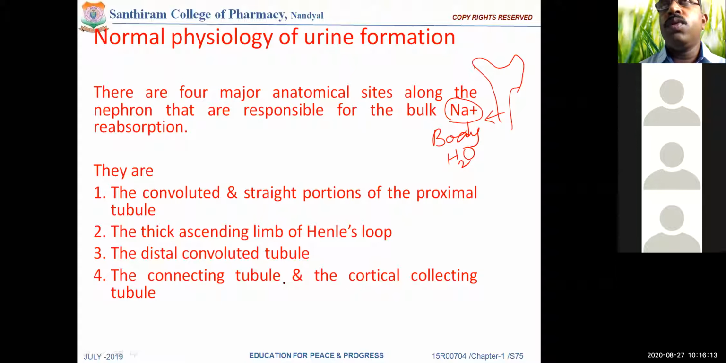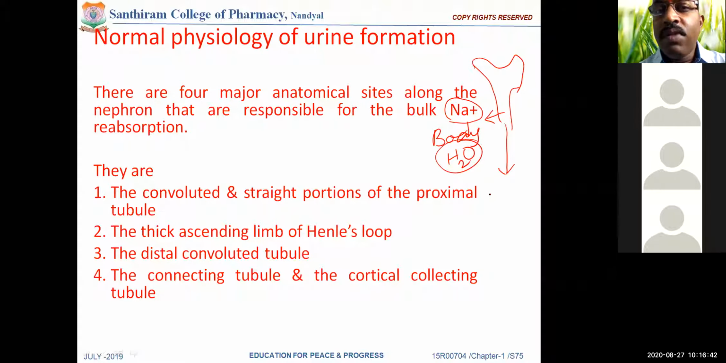Now, if you are able to prevent the reabsorption of sodium ions into the body, then diuresis is achieved. If you want to excrete more water from the kidneys, we should prevent the reabsorption of sodium, and automatically the water reabsorption will also be stopped, and thereby more urine will be formed and you can excrete it out.